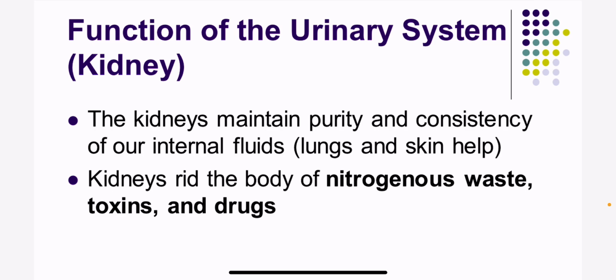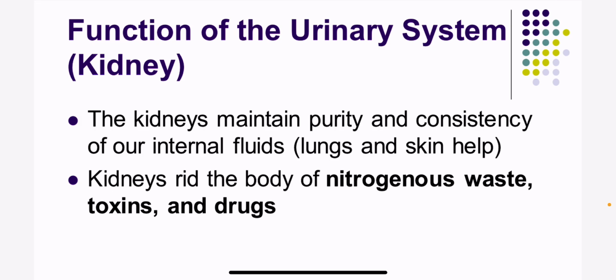What do the kidneys do? Well, their job is to maintain purity and consistency of our internal fluid, which is blood. Your kidneys are responsible for filtering blood and creating waste product, which is going to be urine. They're going to maintain the pH of your blood, the osmolarity of your blood, the water content of your blood, the positive and negative ions that are in your blood.